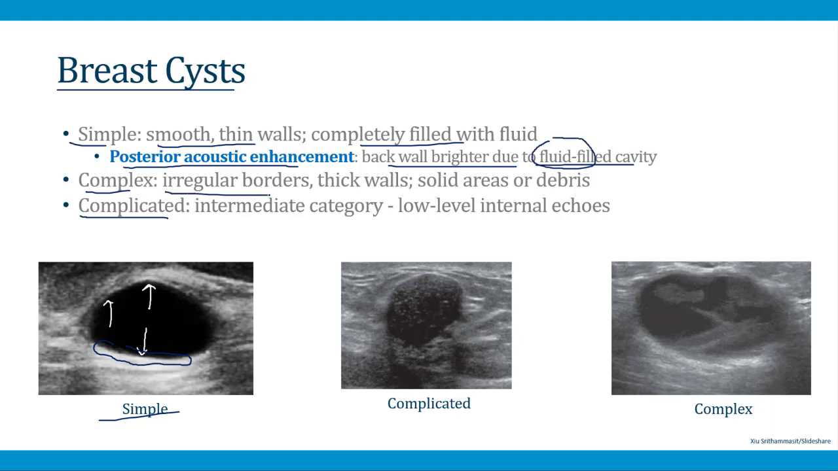Complex cysts have irregular borders and thick walls, and they have solid areas or debris inside the cyst. This is an example of a complex cyst over here on the right. And then a complicated cyst is an intermediate category. It has some low-level internal echoes. It's not completely black in the middle, but it still has some features that resemble a simple cyst.